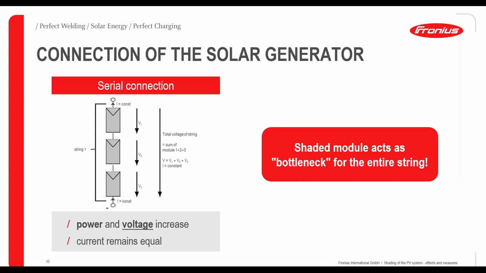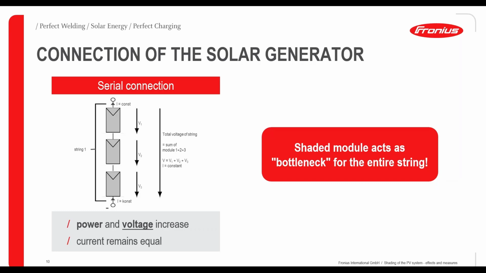And due to a serial connection, the voltage increases from module to module, but the current remains equal. If we have now a shaded module, as in the previous example, there would be a current limitation. There would be a lower current than on the other modules. So there we would have a bottleneck, or let's say the weakest link in the chain is now determining the whole output power of the whole string. Because of this bottleneck, because of this shaded module, the entire string is affected.